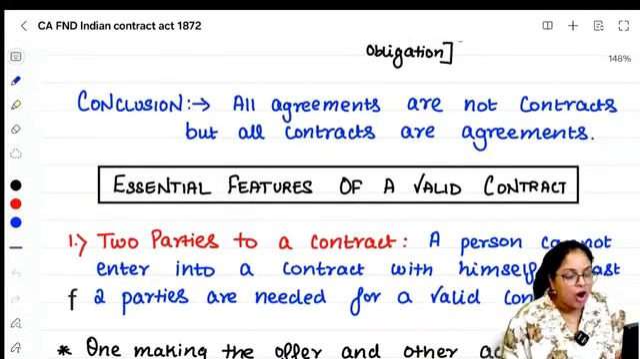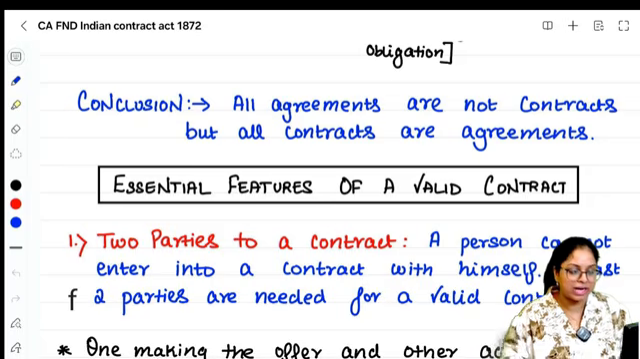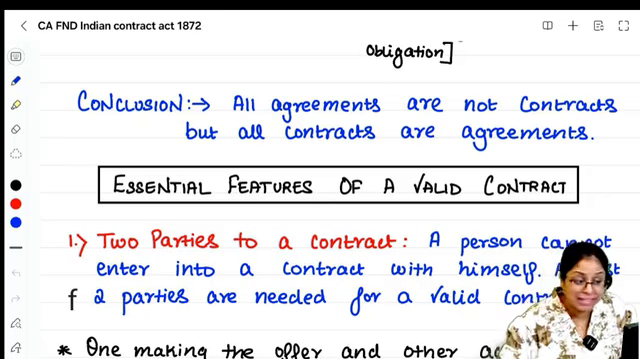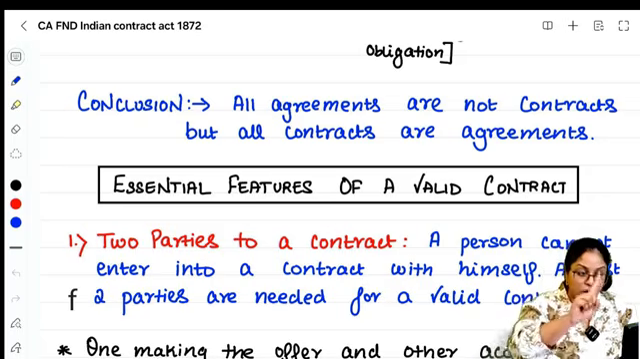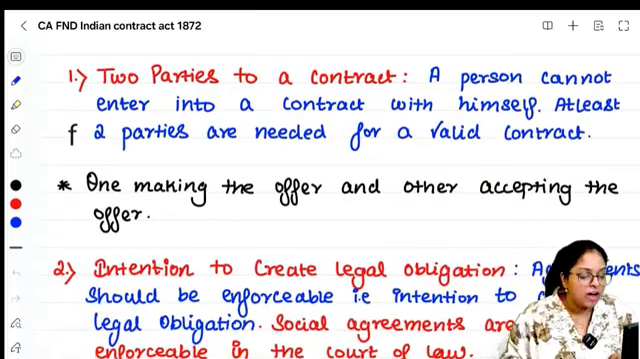All agreements are contracts. Is this true or not? All agreements are not contracts, but all contracts are agreements. Very good, very good.